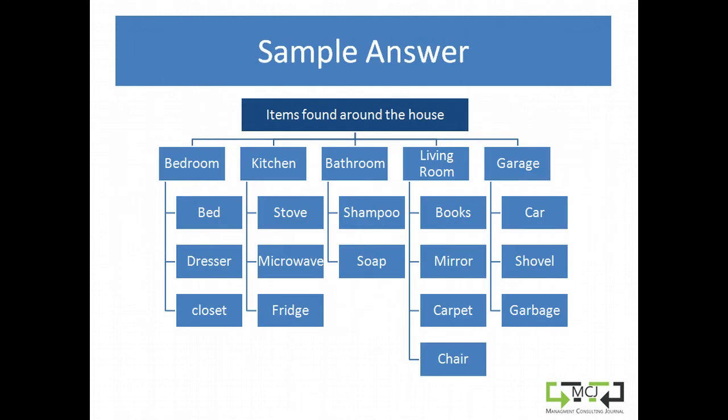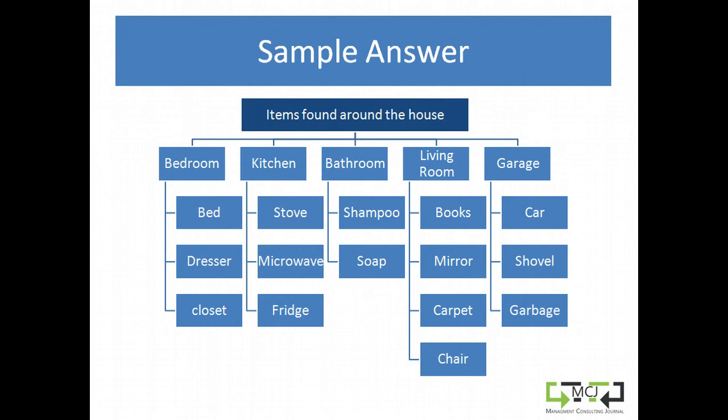Okay, so hopefully you have grouped those words in the previous slide into categories. And here is a sample answer of what I did. So I grouped all these words together as items found around the house. And then I divided them into the different rooms that these items could be found. So bedroom, kitchen, bathroom, living room, and garage. And just as a quick example, I put bed, dresser, closet into the bedroom.